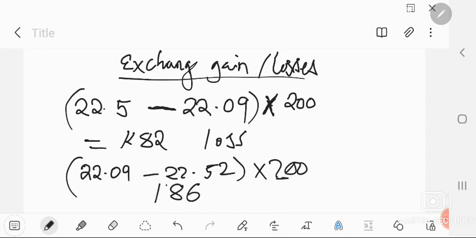86 kwacha. Is this an exchange gain or loss? This is an exchange gain. Why do I say that? The dollar has now gained. Why? It's now becoming more expensive to convert into kwacha. If you've noticed, initially at the month end of March it was 22.09. Now converting to kwacha.